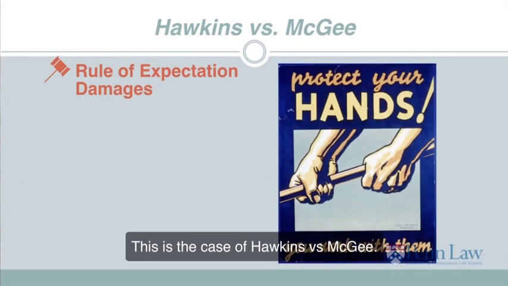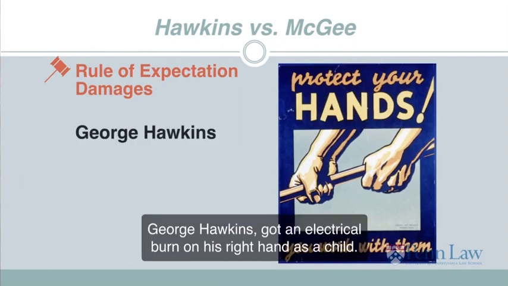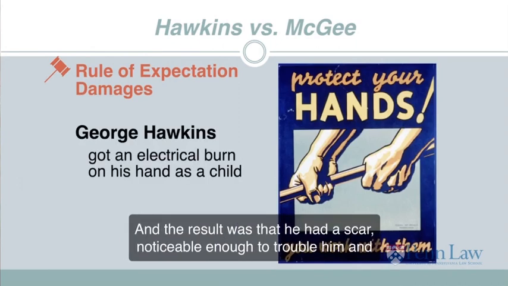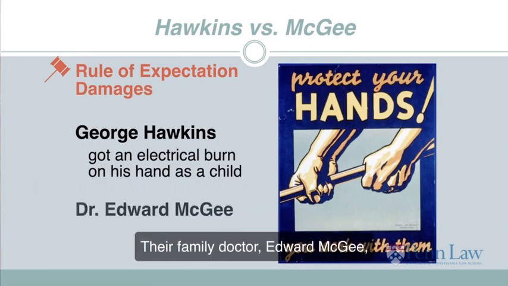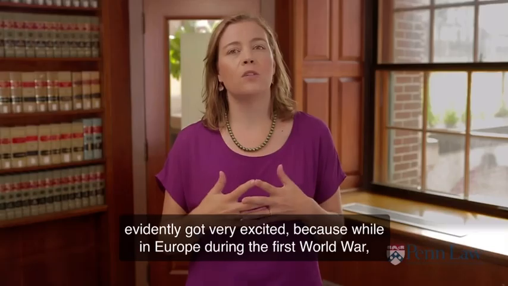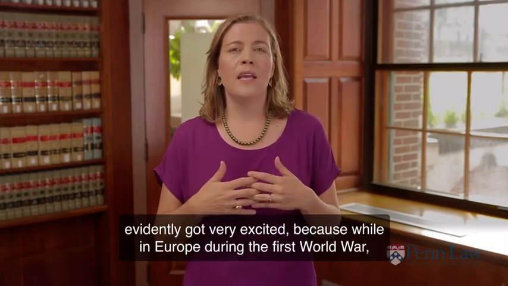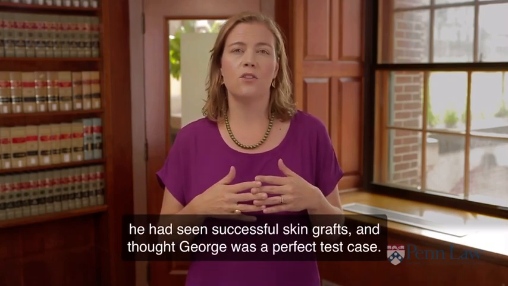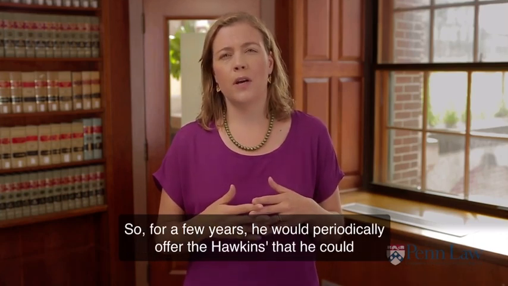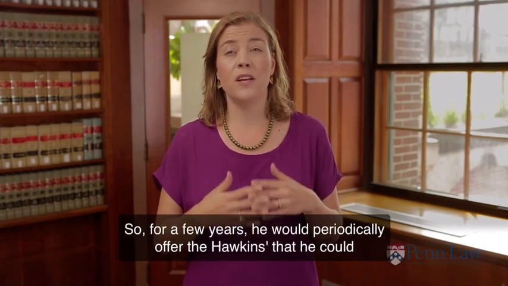This is the case of Hawkins versus McGee. George Hawkins got an electrical burn on his right hand as a child, and the result was that he had a scar noticeable enough to trouble him and his parents. Their family doctor, Edward McGee, noticed the scar while treating George's younger brother for pneumonia and evidently got very excited because while in Europe during the First World War, he had seen successful skin grafts and thought George was a perfect test case.